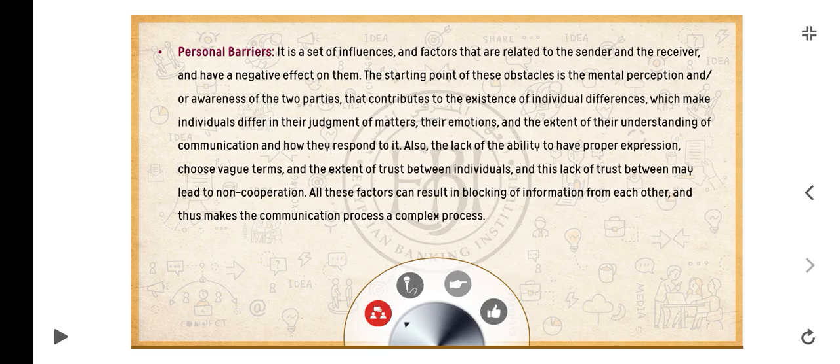Also, the lack of the ability to have proper expression, choose vague terms, and the extent of trust between individuals, and this lack of trust may lead to non-cooperation. All these factors can result in blocking of information from each other and thus makes the communication process a complex process.